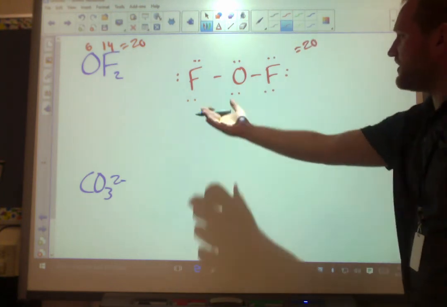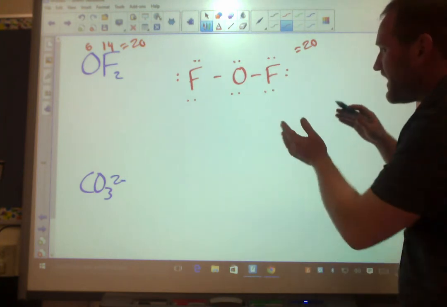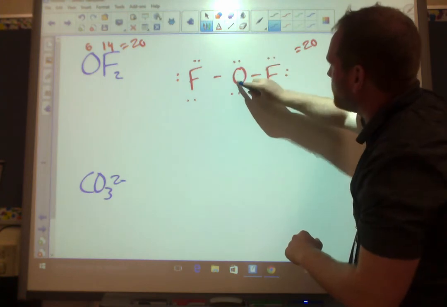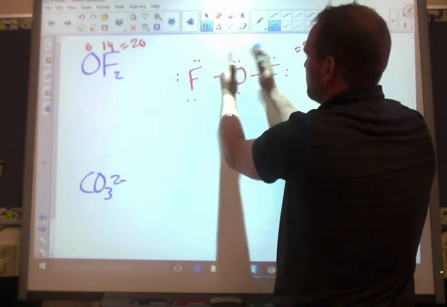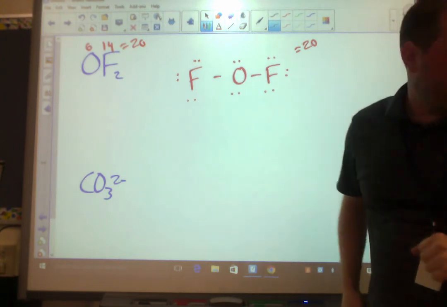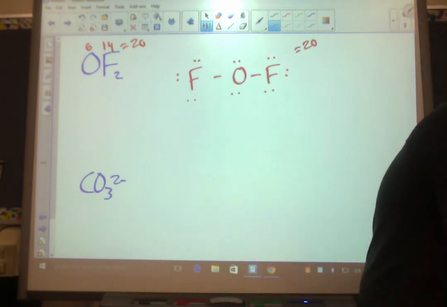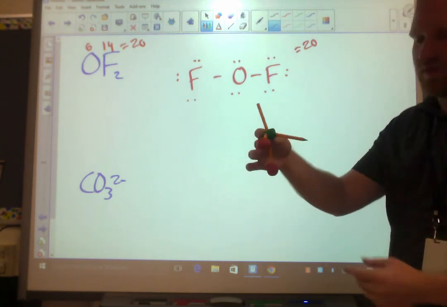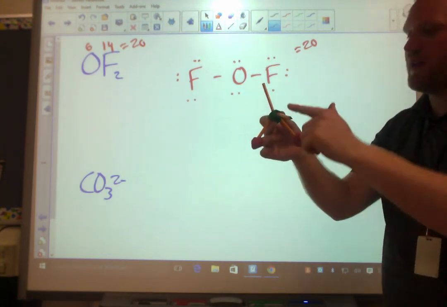What's our geometry? Well, again, you might just say linear, right? Even like if you looked at this two-dimensionally, you could say, hey, look how perfectly symmetrical this is right down the middle. It's perfectly mirror image. You're not thinking three-dimensionally. Three-dimensionally, that O has 4 electron regions coming off of it. 2 of them are fluorines, 2 of them are lone pairs.